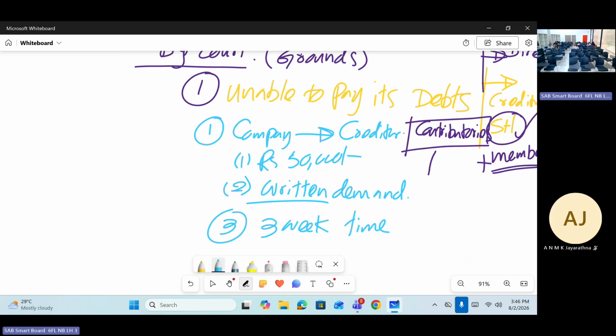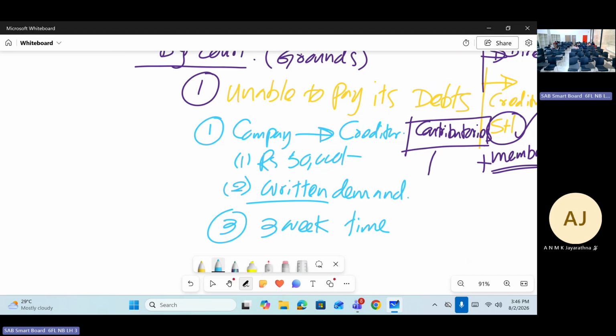Creditor and company. The company owes more than 50,000. The amount is very important: 50,000 rupees, a very small amount, more than 50,000 rupees. Then the creditor in writing has demanded the money, but within 3 weeks' time, the company is unable to settle the money. Then, as the company is unable to pay its debts, the creditor can apply to court to liquidate the company by court. I told you.